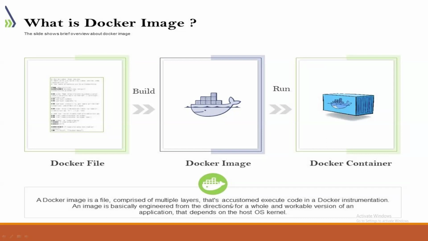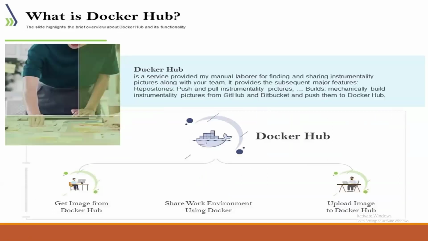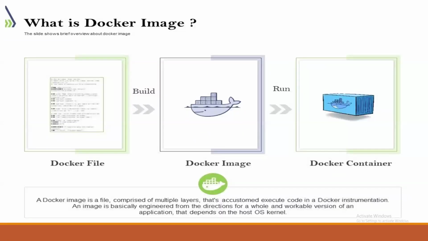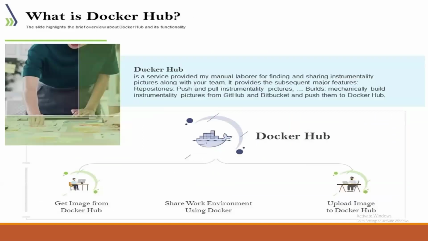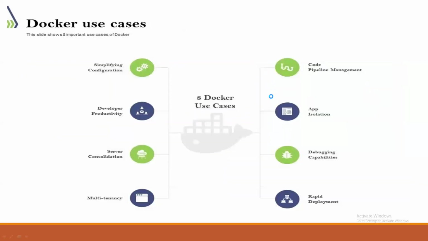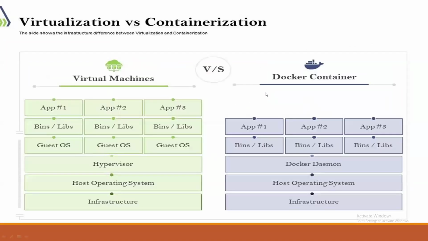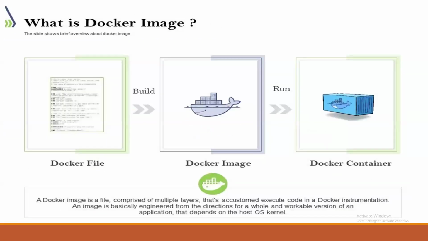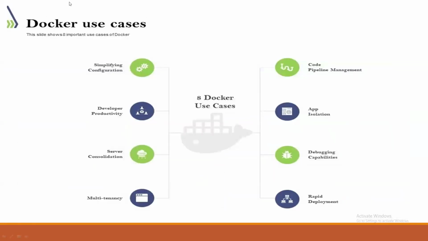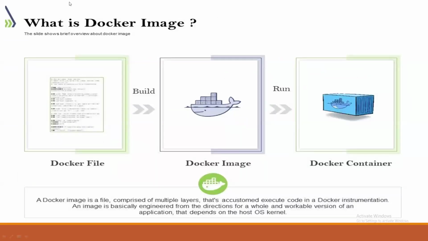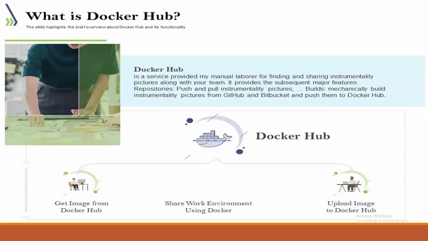used to execute code in a Docker instance. An image is basically built from the instructions for a complete and runnable version of an application that relies on the host OS kernel. What is Docker Hub?